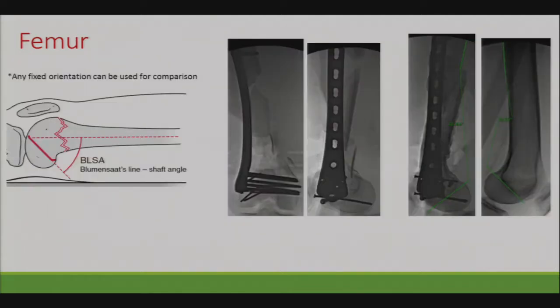Again, you can use any two fixed oriented lines, and so occasionally in our field it's useful to use Blumensaat's line relative to either the posterior cortex of the femur or to the shaft of the femur as a fixed angle that we use to determine sagittal rotation, particularly in severely comminuted femurs where we're trying to figure out how to rotate the distal femoral condyles.